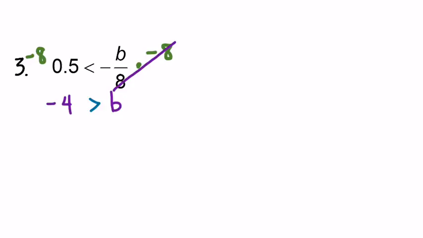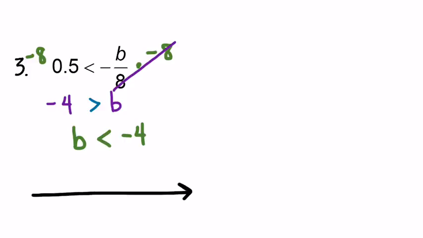Now remember, we talked about on Monday that if you have a variable on the right-hand side, we want to flip that over. So we want to flip and put our b on the left and our negative 4 on the right. Right now, the problem has the alligator eating the negative 4. It's a greater than symbol. So when you flip over your problem, your inequality has to flip over also, so that your alligator is still eating your negative 4.